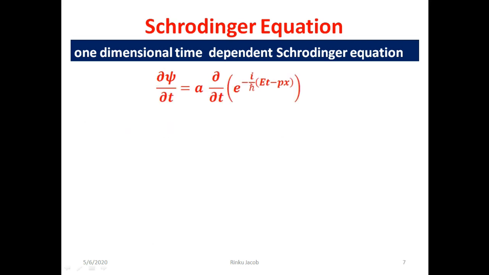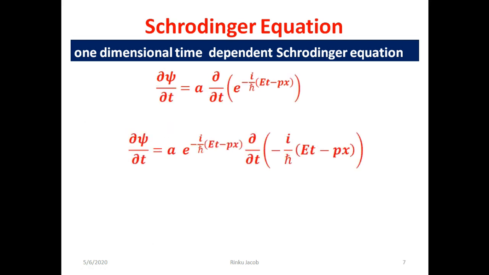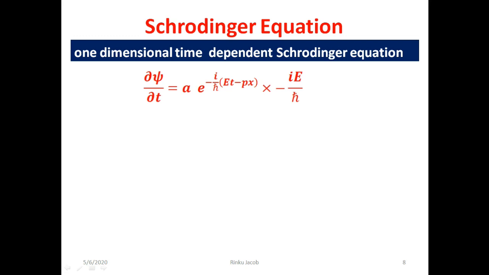Now when we take the derivative of the bracketed term, we get dou psi by dou t equal to A into exponential minus i by h cross into (Et minus px) into dou by dou t of minus i by h cross into (Et minus px). That is, dou psi by dou t equal to A into exponential minus i by h cross into (Et minus px) into minus i E by h cross. Here A exponential minus i by h cross into (Et minus px) is the wave function psi itself. So we write dou psi by dou t equal to minus i E by h cross into psi.